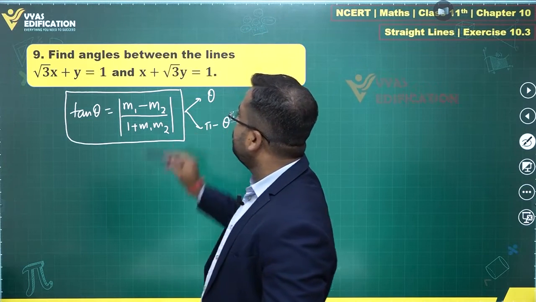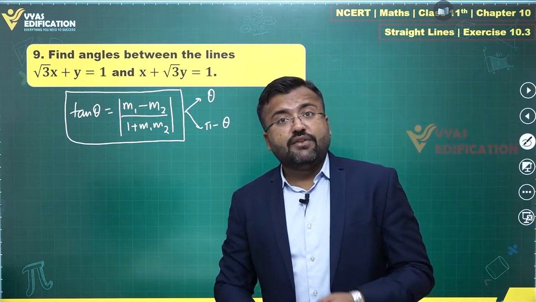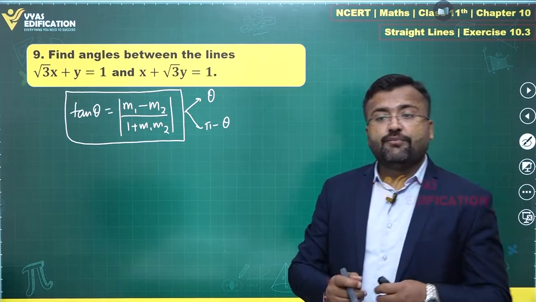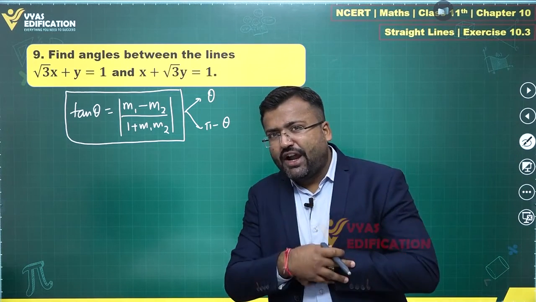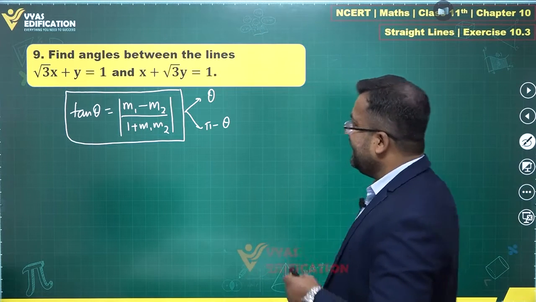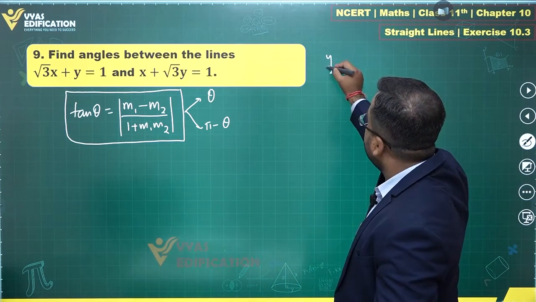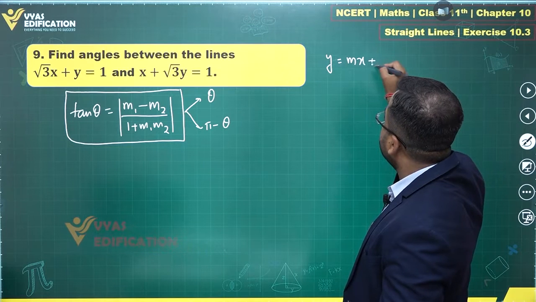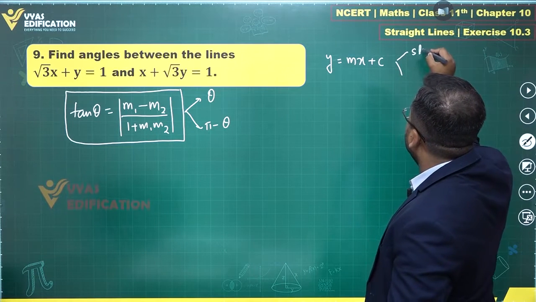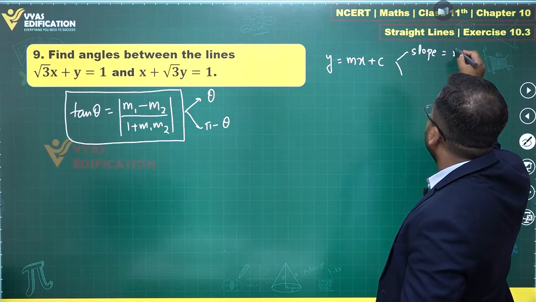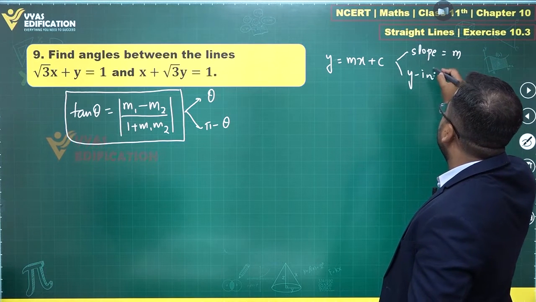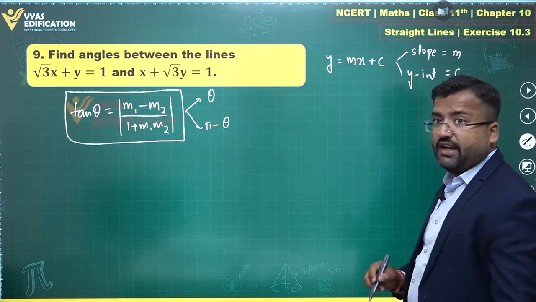But here we are not given the slopes directly. So can we find the slopes? Yes, we can find the slopes. So I would like to give you one more idea over here, some additional thing. You already remember that y = mx + c. In this equation, the slope is equal to m and the y-intercept is equal to c, right?